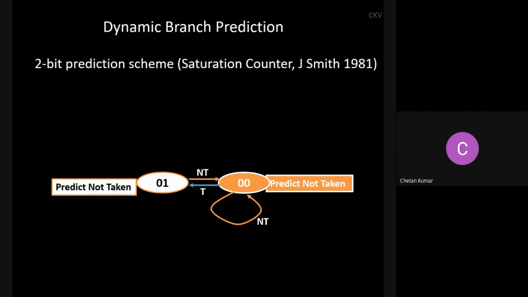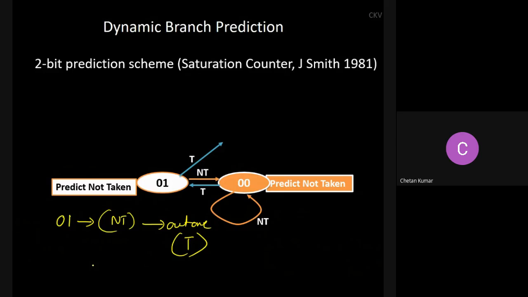Okay, 0, 0 state. Now if you are in this state and you are predicting that the branch will not be taken, but you find out that the branch is supposed to be taken, what should I do? Which state should I go to and what should I predict? If my current prediction was wrong, next time what should I predict? I should predict that the branch will be taken or not taken? So now I have to predict that the branch will be taken.